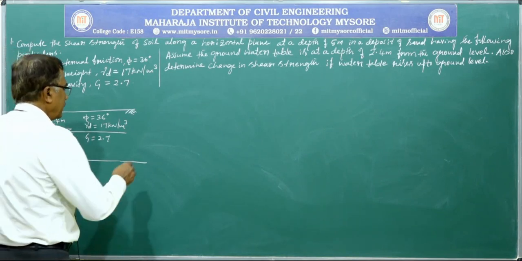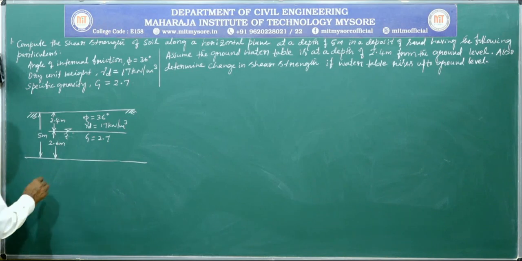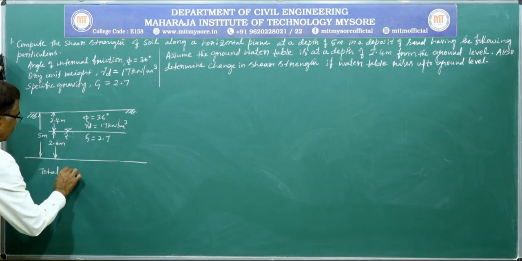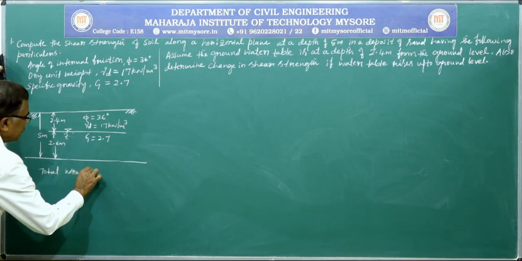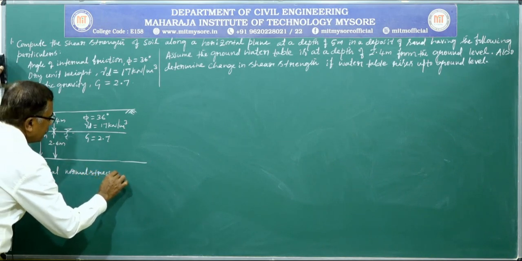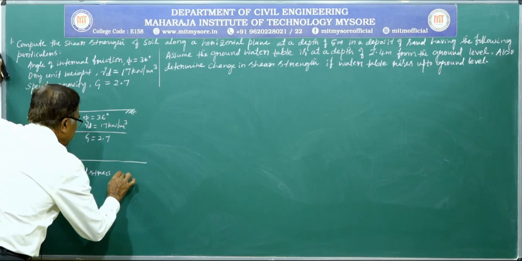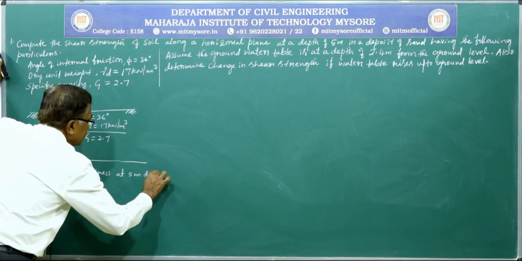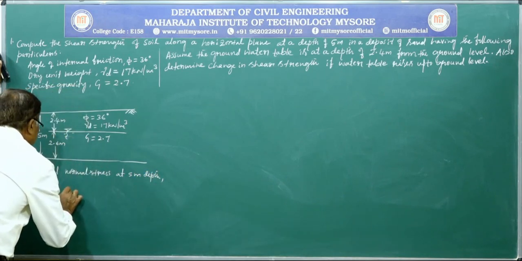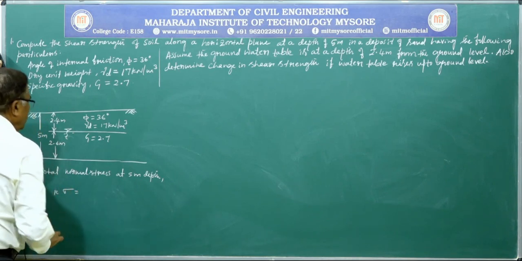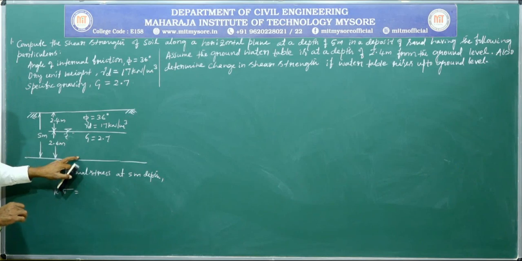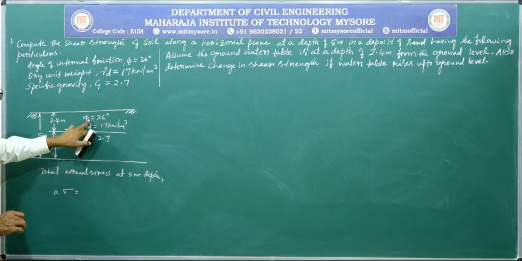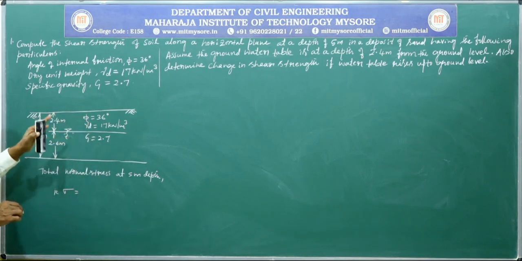Now let us calculate the normal stress, total normal stress at 5 meter depth, that is sigma is equal to height multiplied by unit weight of soil. Unit weight of soil is saturated unit weight we require, but we don't have saturated unit weight. First we need to calculate saturated unit weight.